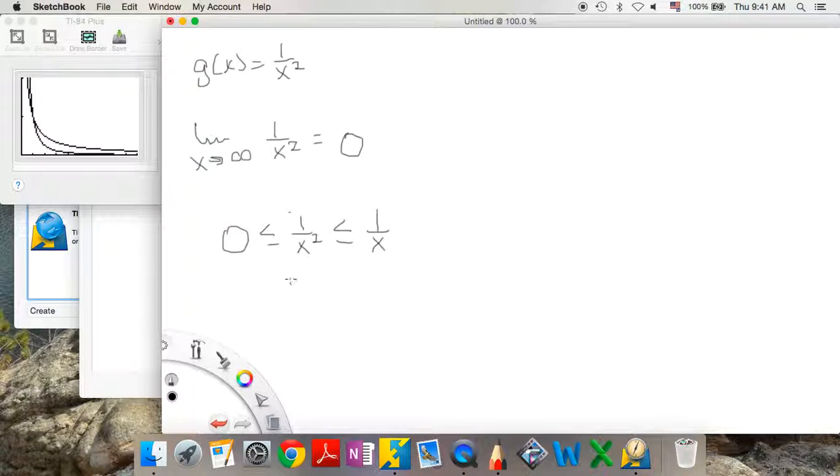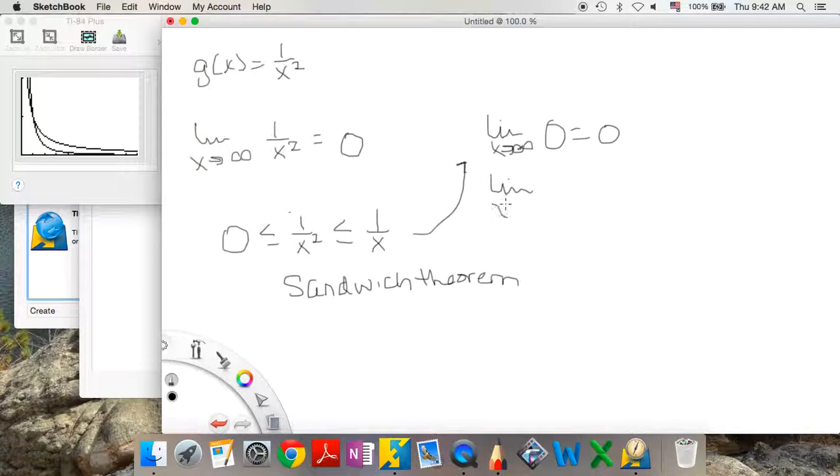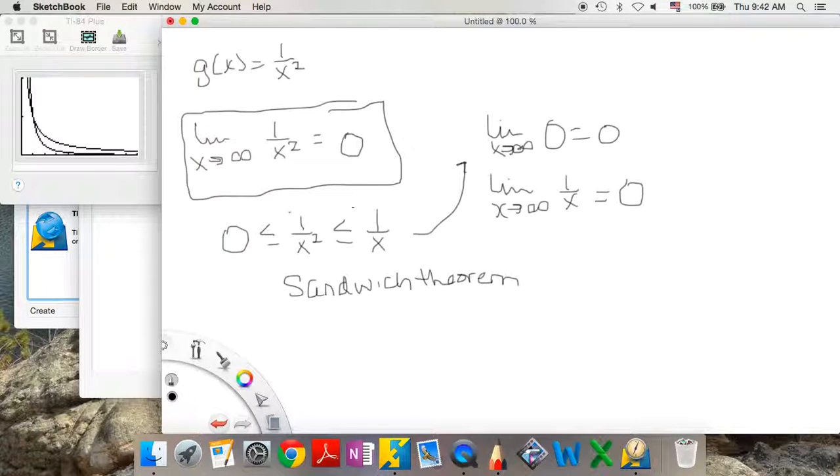And we can use that sandwich theorem. Because we know that the limit as x goes to infinity of 0 is just 0. And we know that the limit as x goes to infinity of 1 over x, we saw that in the first part of the video, is equal to 0. So that means that this is true.